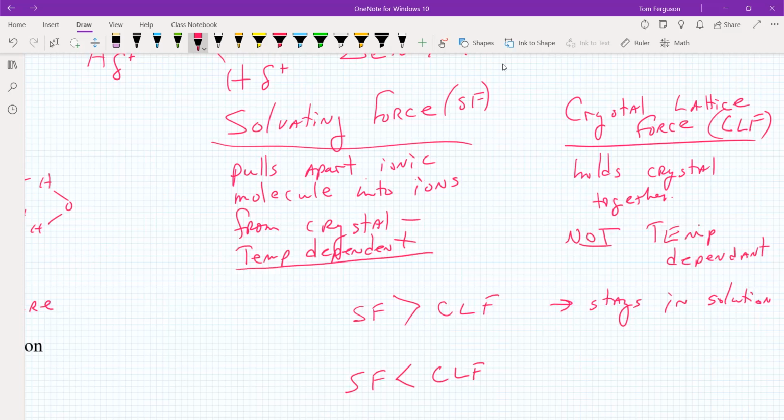Dissolves. That means the solvating force is becoming greater as you turn up the heat, and it's pulling that salt apart. Or in super cold water, solvating force, because it's temperature dependent, is not as great as the lattice force keeping it together. So you can modify the solubility with temperature. And what you're doing is you're modifying the solvating force, not the crystal lattice force. Because that sand is still sand. Nothing's happening to it. If you get it hot enough, it turns to glass.